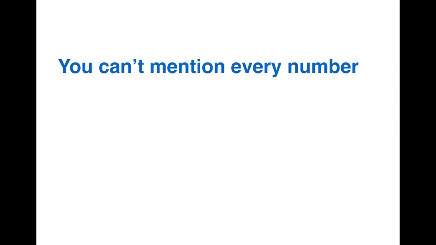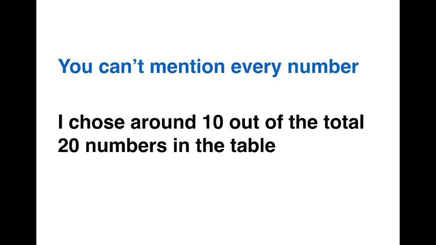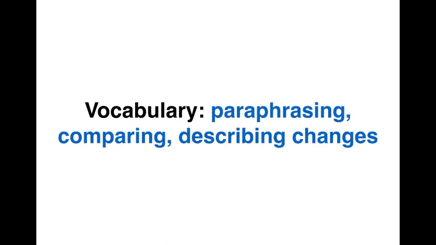So remember that you can't mention every number. I chose around 10 out of the total 20 numbers in this table, and that's more than enough. If you've done somewhere between 6 and 10 numbers from a table as big as that, that's fine. We'll finish with our usual review of vocabulary from this report, focusing on paraphrasing, comparing, and language for describing changes.